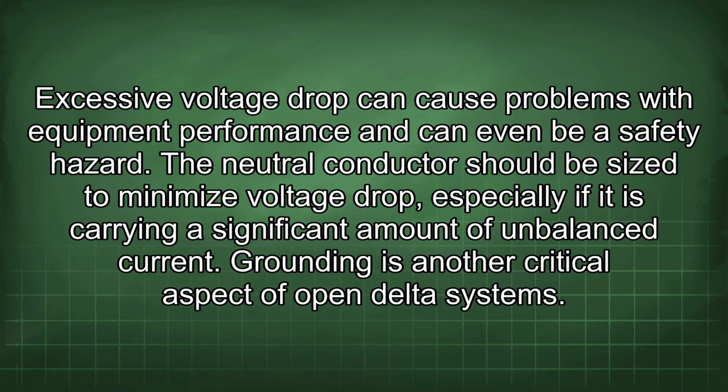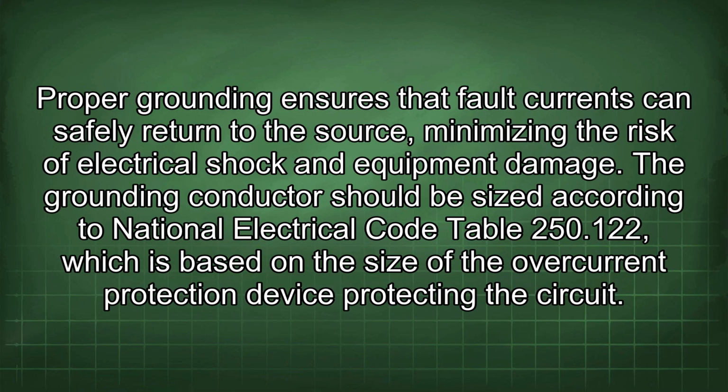Grounding is another critical aspect of open delta systems. Proper grounding ensures that fault currents can safely return to the source, minimizing the risk of electrical shock and equipment damage. The grounding conductor should be sized according to National Electrical Code Table 250.122, which is based on the size of the overcurrent protection device protecting the circuit.